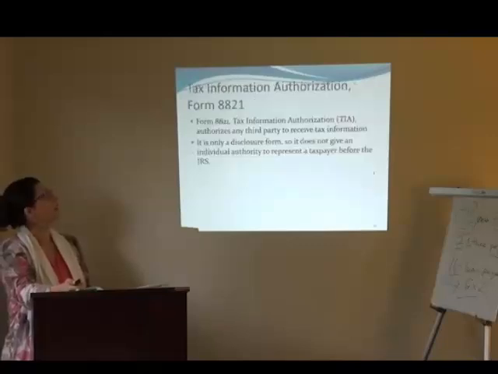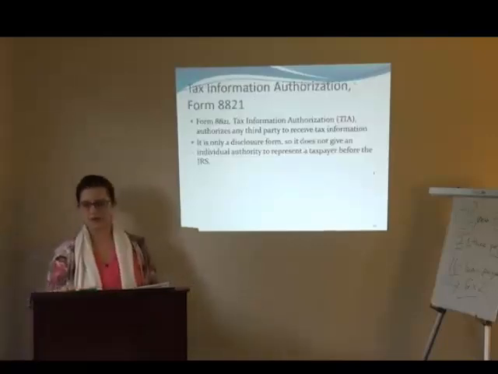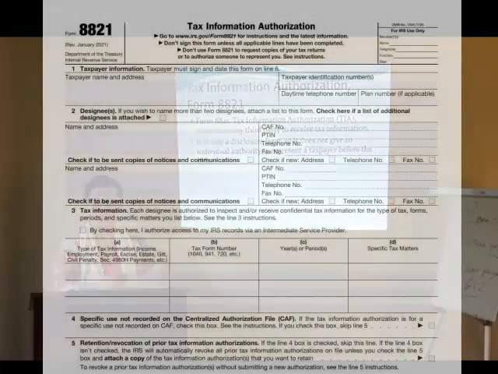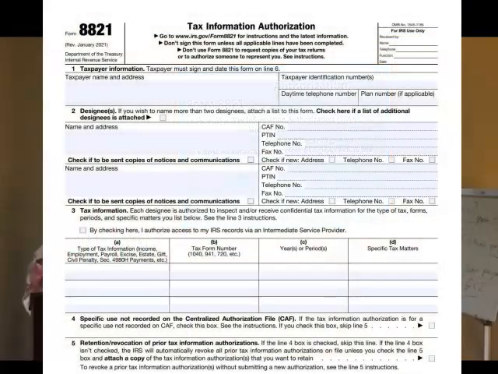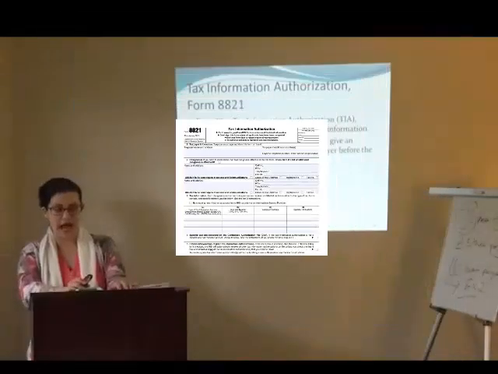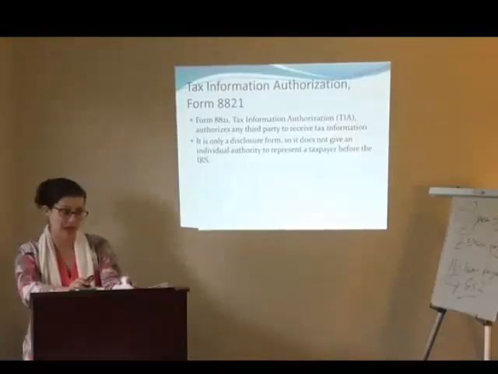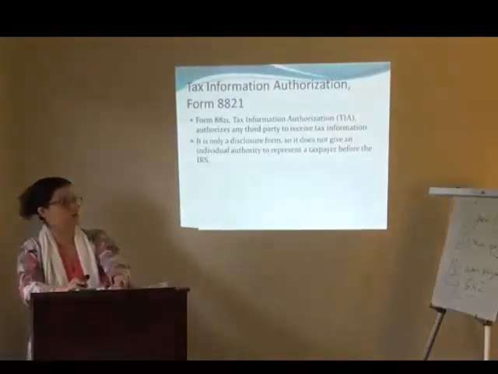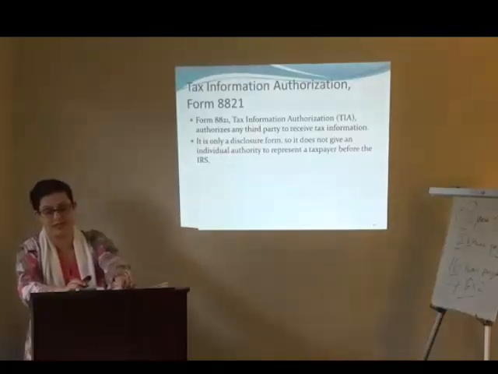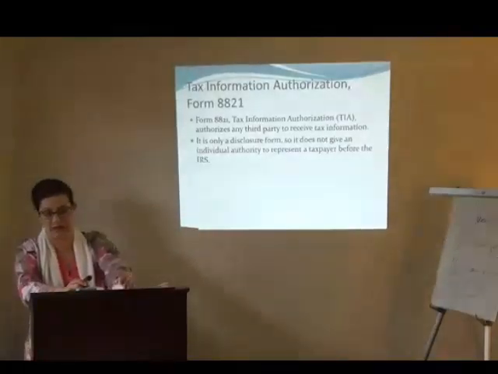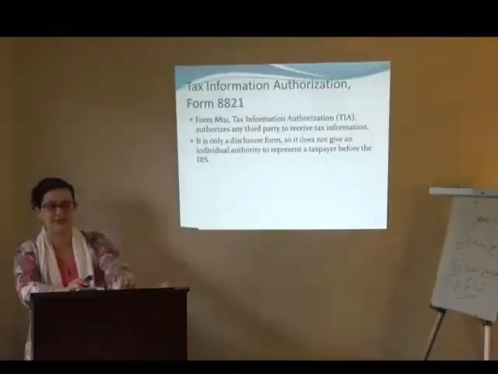Nope. Okay, now we're talking about the 8821. The 8821 is not the same as the 2848. The 8821 is just a tax information authorization. This does not allow you to advocate for the taxpayer in any way. The 8821 is what I used before I was an enrolled agent, whenever I needed to get information for a taxpayer, like if I wanted to get transcripts and see what was going on.